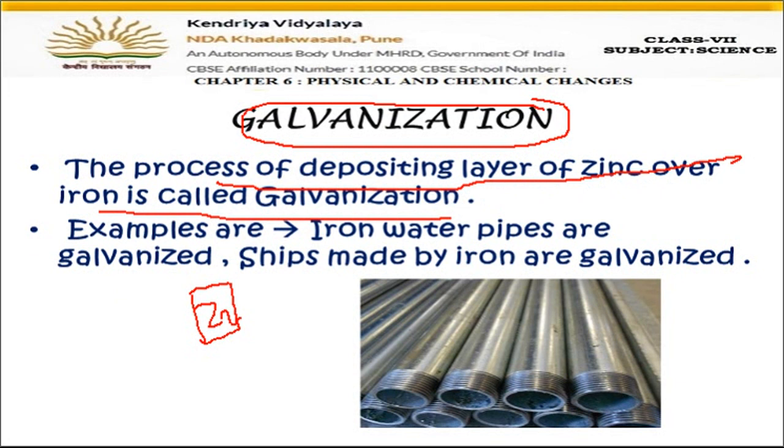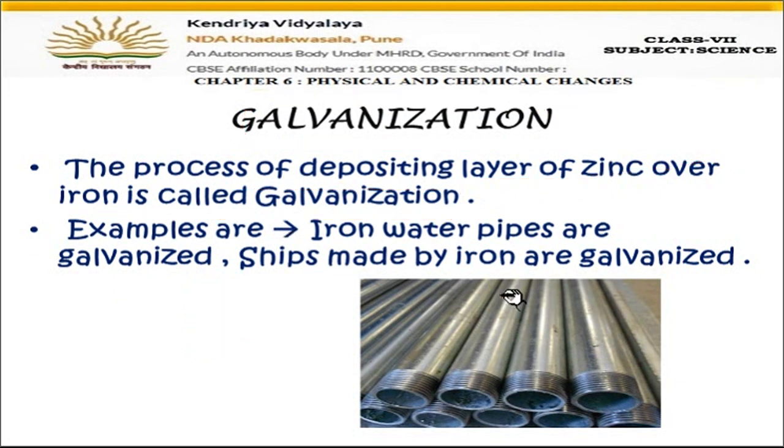Now you can see the examples here. These are pictures of some iron water pipes. They are galvanized. You can see this is not the actual color of iron, right? This silver color is on top so that it does not get rusted. This is the coating of zinc on it. And this process of depositing zinc on iron is known as galvanization.